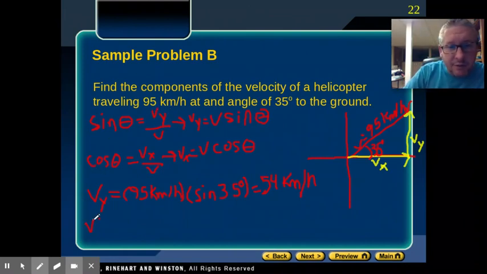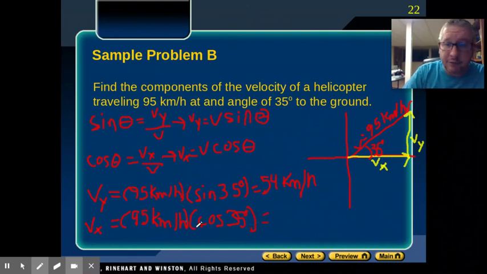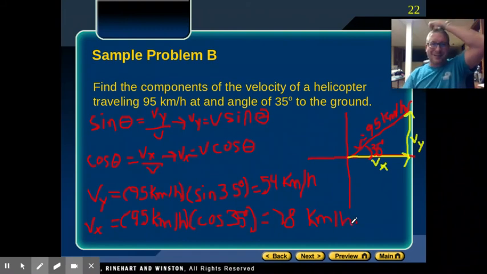And then to solve for our horizontal component, again, you're going to take your 95 kilometers per hour and multiply it by the cosine of 35 degrees. And you should get a horizontal component of 78 kilometers per hour. Oh boy, this is something else here.